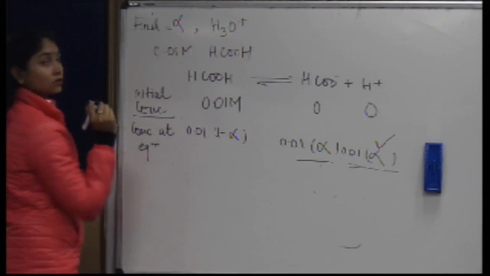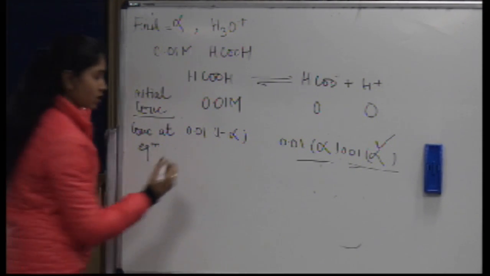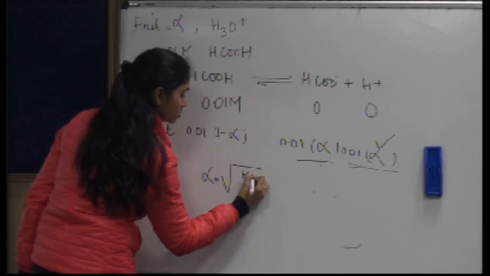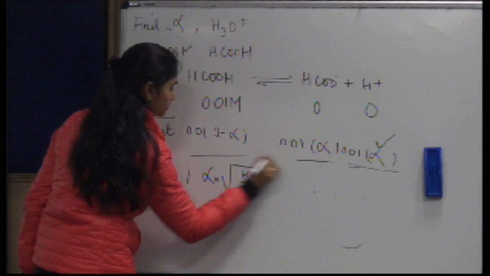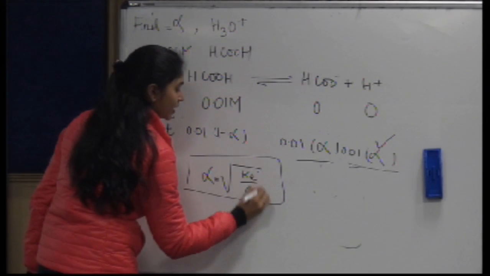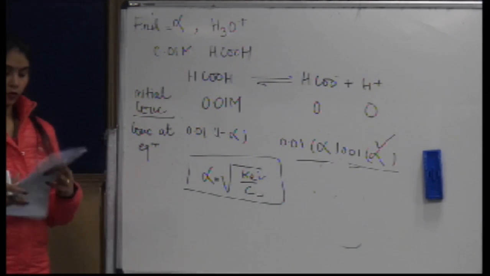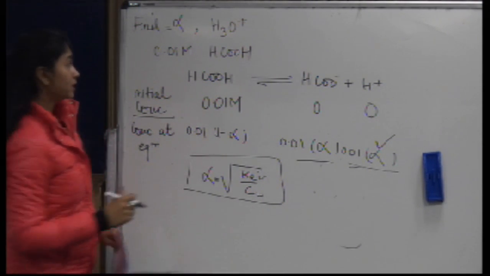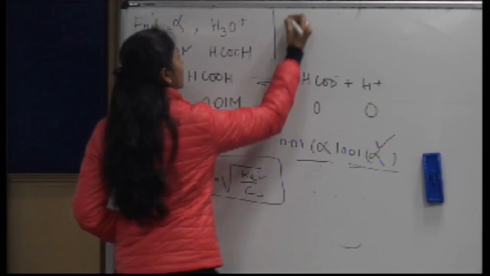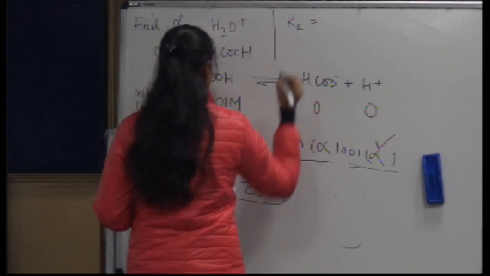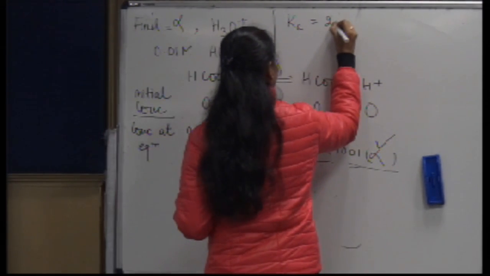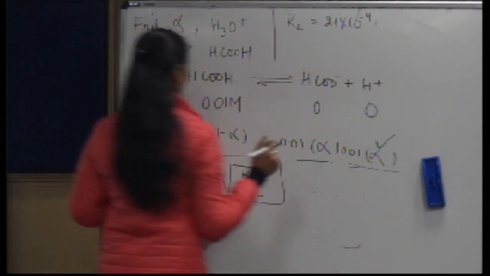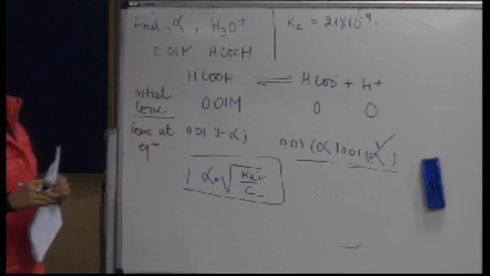the concentration of the acid. Now we know our degree of dissociation is related to the dissociation constant and concentration through this expression. We have this value, but we don't have this value. I haven't given you this value. So write down: the dissociation constant for formic acid at 25 degrees centigrade is 2.1 into 10 raised to power minus 4.